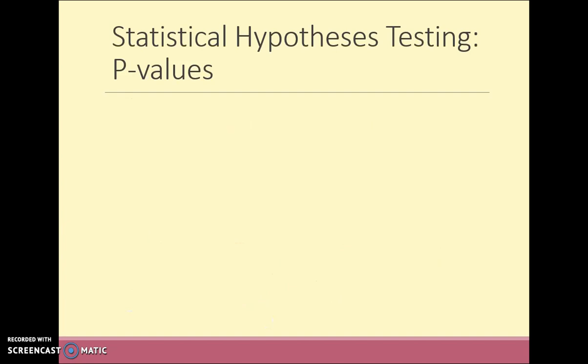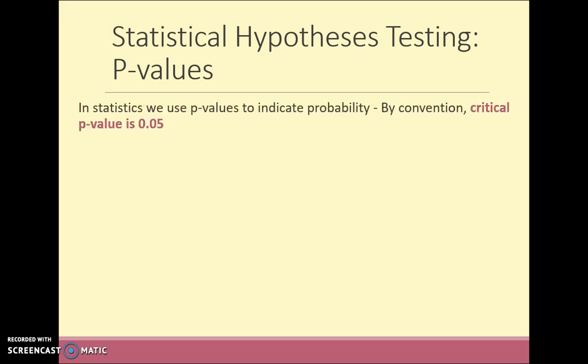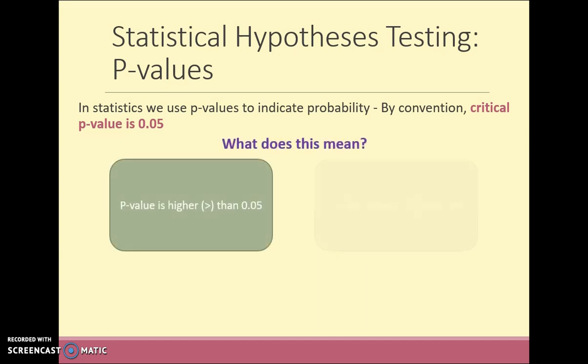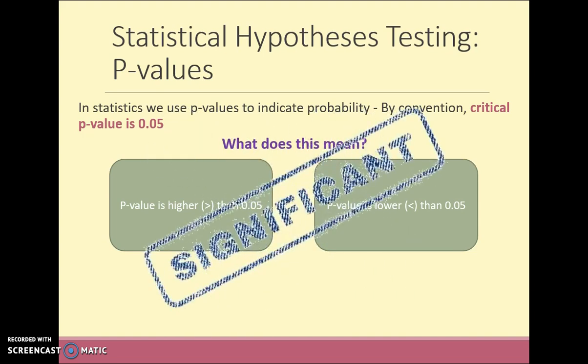So when we conduct a statistical test, as part of the output, we will get what we call a p-value. This is the probability value, and by convention, the critical p-value is 0.05. Now what this means is that depending on whether the p-value is higher or lower than this number, this will determine if we can say something is influencing our data. So in other words, the p-value represents the probability that something is or is not significantly influencing our data.